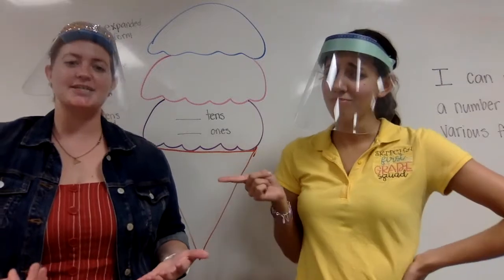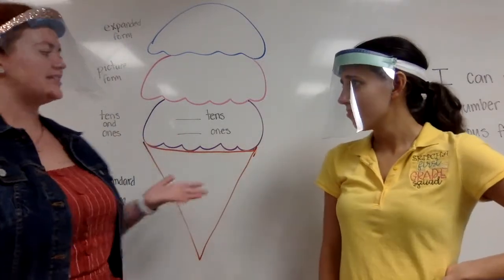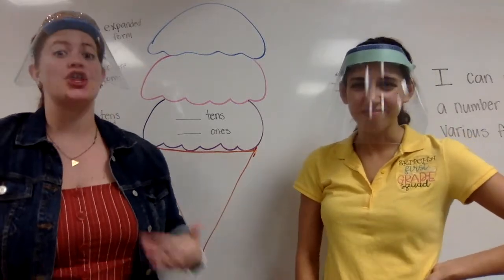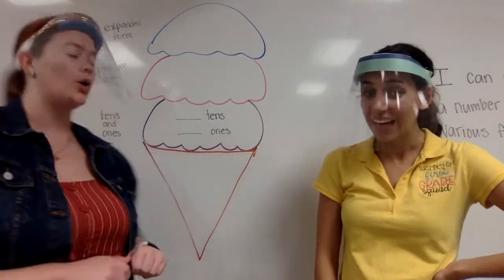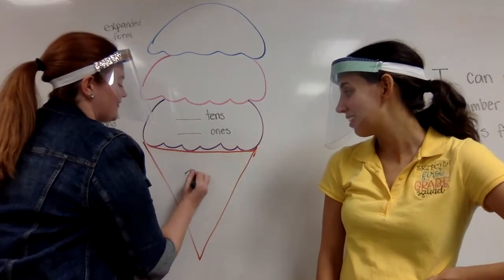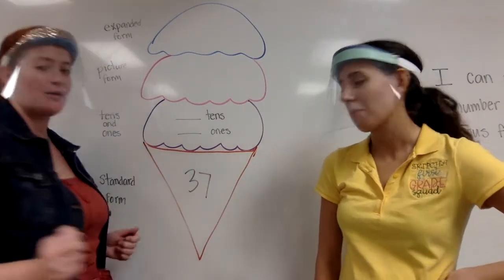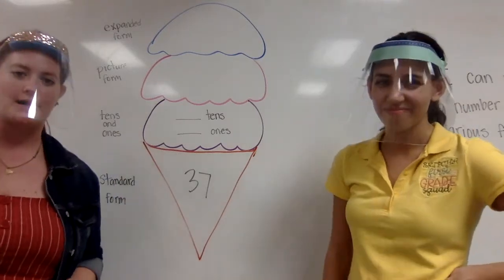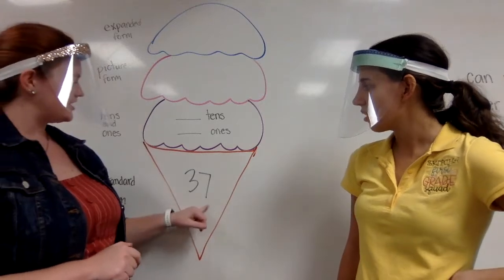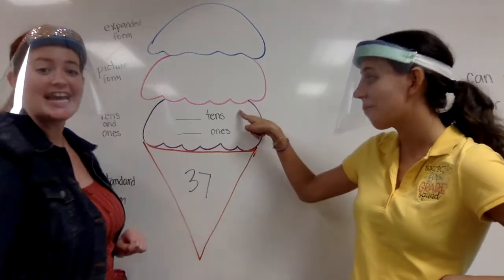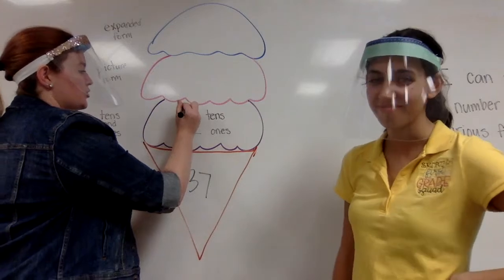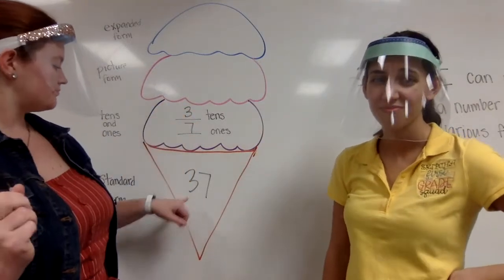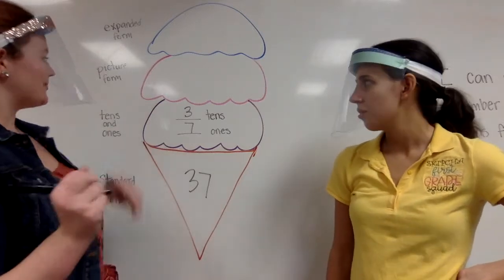Okay, I want to practice modeling somebody's age in all of the different forms. And I think I'm going to do my sister. My sister is 37 years old. So I'm going to put 37 on my cone because that is how old she is. And that's how I would write that number in standard form. Let me look at this number, 37. I have a 3 in the tens place. So I have 3 tens and 7 ones. 3 tens, 7 ones. So that's my tens and ones.